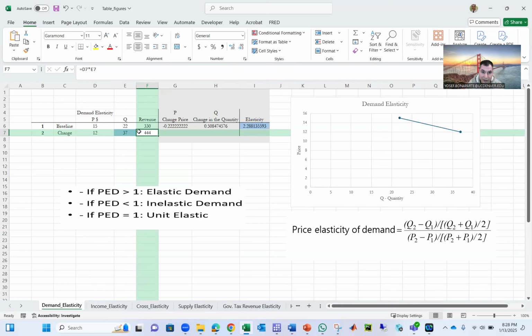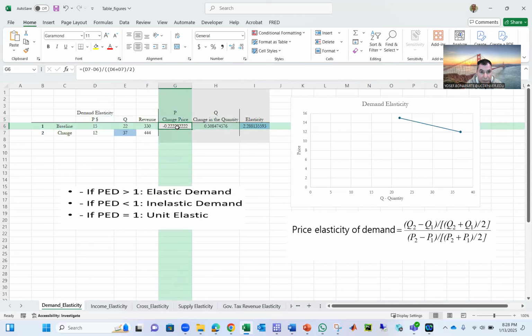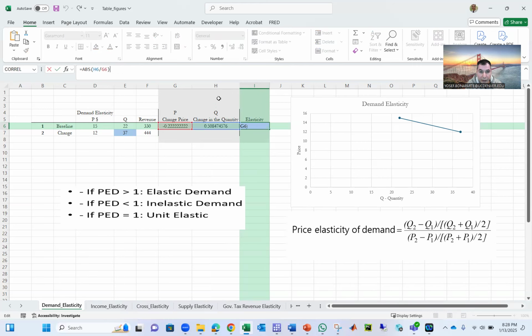So for elasticity, what is that? We say the change in the quantity divided by the change in the price. The change in the price is P2 minus P1, which is D7 minus D6. I'm looking here. And this is the change in the quantity. The elasticity is the quantity change divided by the price change, which means H6 divided by G6. That will give you the elasticity.